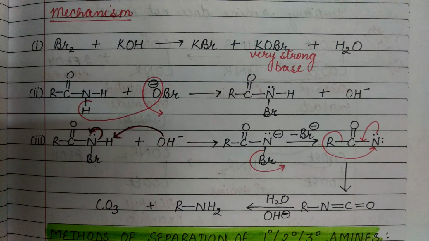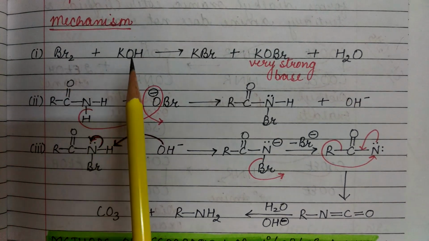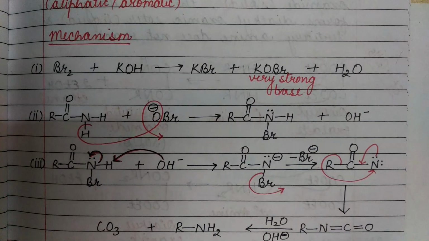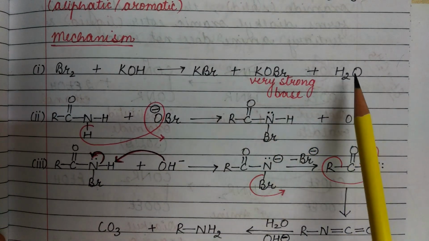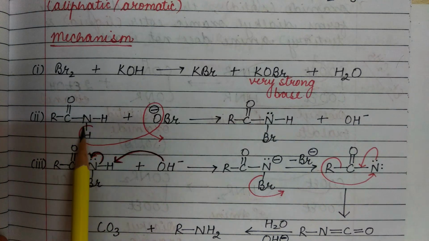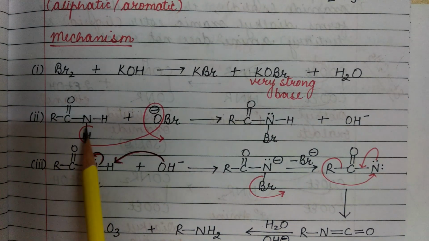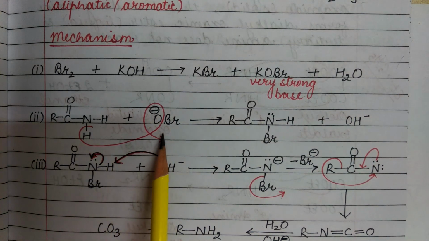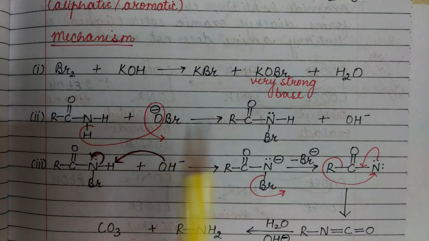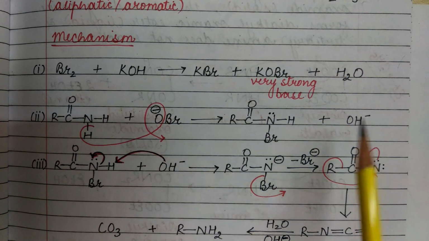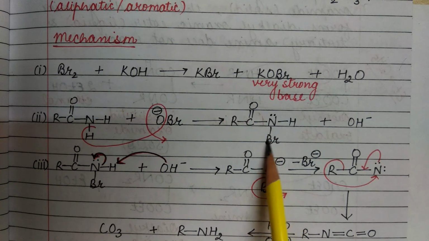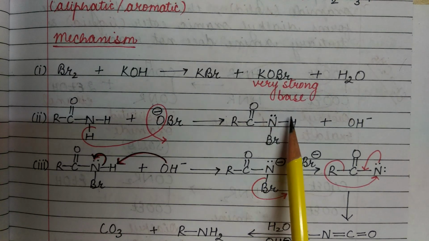Let us look at the mechanism of this reaction. Bromine and KOH are the reactants. They react to form KBr plus KOBr plus water. The KOBr formed here is a very strong base. It reacts with the primary amide which we used in the reactants, and takes away the OH negative group from here. We are taking KOBr as OBr negative, right? We are not writing K positive. OH negative is removed and we are left with R, C double bond O as it is, N, H as it is, and Br with nitrogen. Also, nitrogen has a lone pair of electrons.